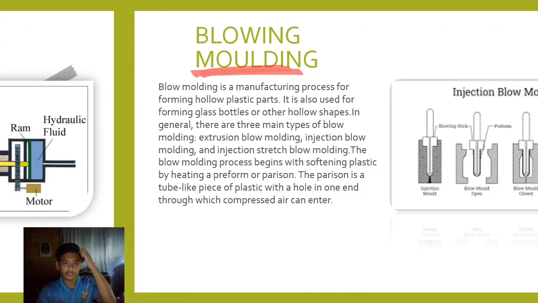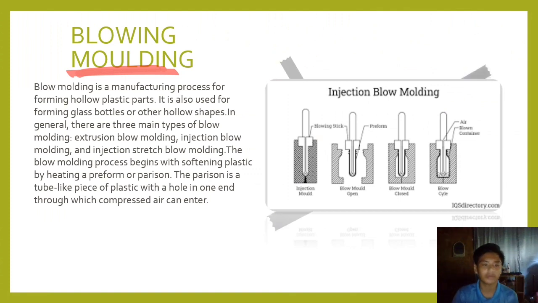Last, blow molding. Blow molding is a manufacturing process for forming hollow plastic parts. It is also used for forming glass bottles or other hollow shapes. In general, there are three main types of blow molding: extrusion, injection, and injection stretch blow molding. The blow molding process begins with softening plastic by heating a preform or parison. The parison is a tube-like piece of plastic with a hole in one end through which compressed air can enter.